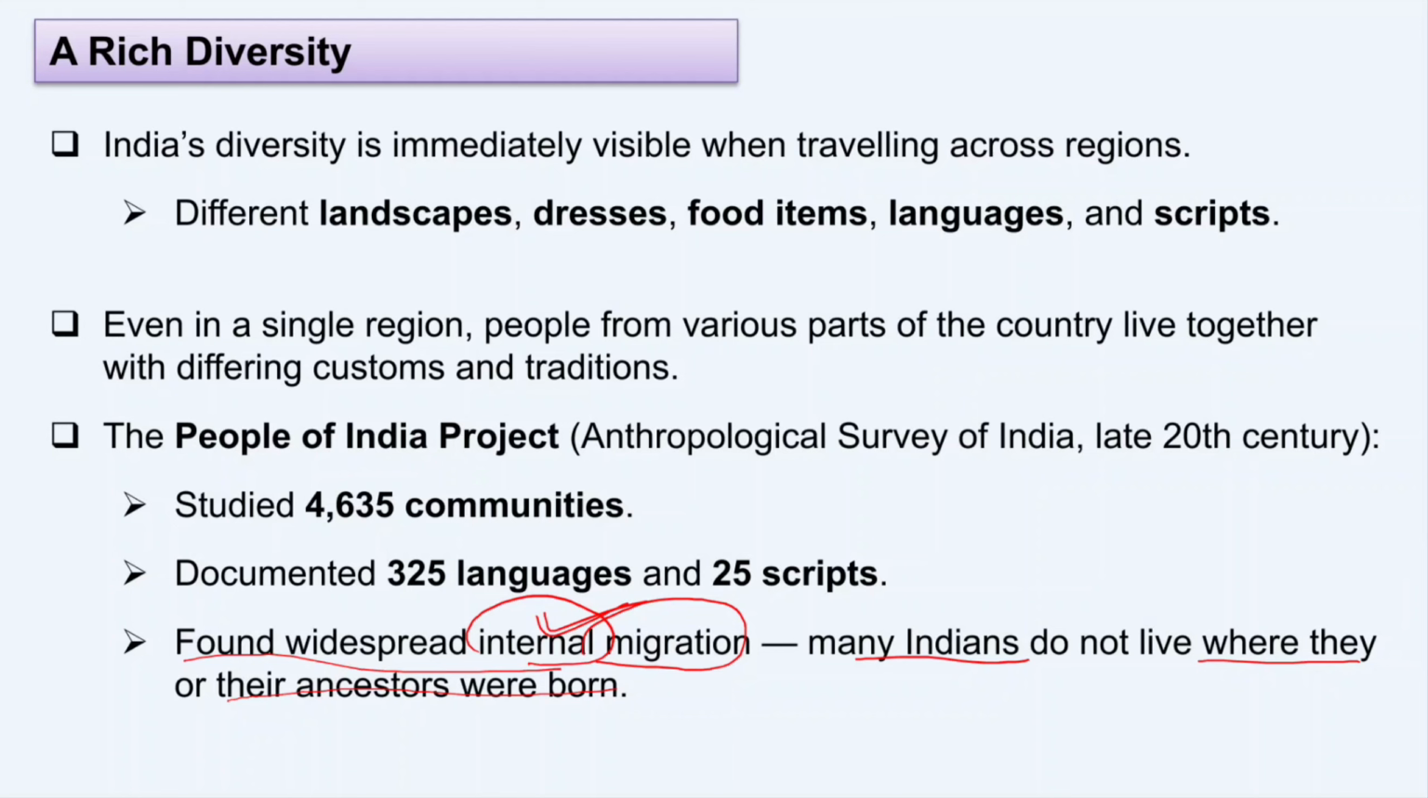For example, let us take one of the northeast states, Meghalaya. Your parents are born there, but their parents, their mummy and daddy, have a job in Mumbai. So they have come and settled in Mumbai, and you are born in Mumbai. That means you are from Meghalaya, but you are settled in Mumbai. So that is internal migration.